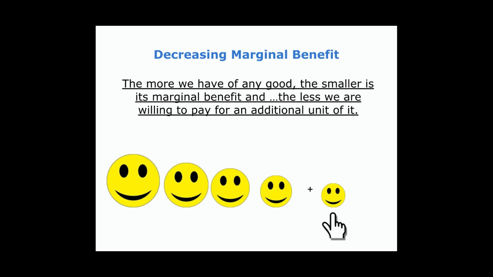Now, conversely, marginal benefits decrease. The more we have of any particular good, the smaller is its marginal benefit, and the less we're willing to pay for an additional unit of it. You can think about an example of a pencil. If somebody offers me a pencil, how much am I willing to pay for it? Well, if I've got 100 pencils already, the value of the 101st one is not that much. The incremental benefit is not that much, and therefore I'm willing to pay not very much for that additional pencil.